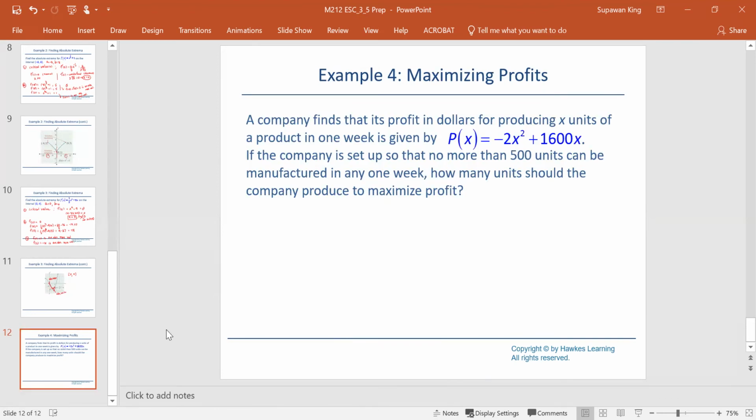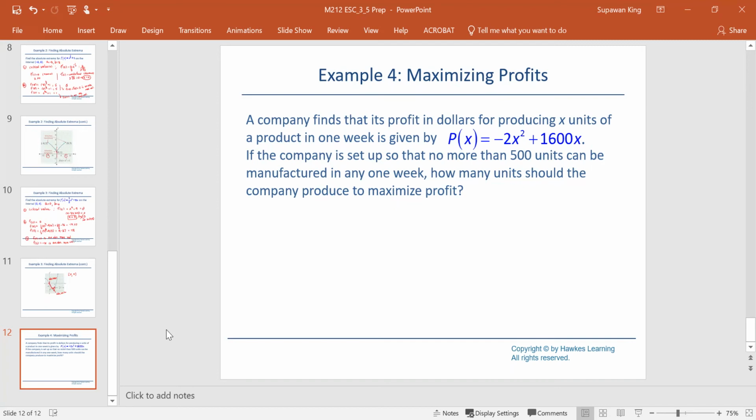Application problem. To maximize the profit, a company finds that its profit in dollars for producing x units of a product in 1 week is given by P of x equals negative 2 times x squared plus 1600 times x. If the company is set up so that no more than 500 units can be manufactured in any 1 week, how many units should the company produce to maximize profit?